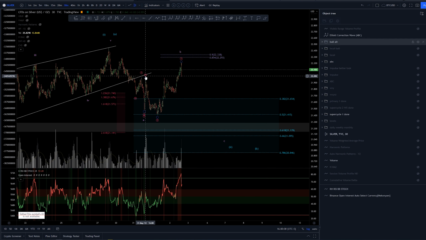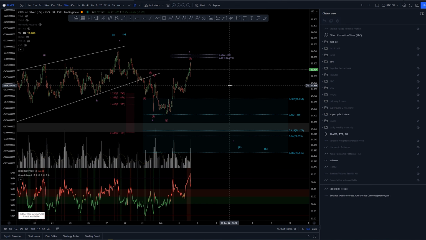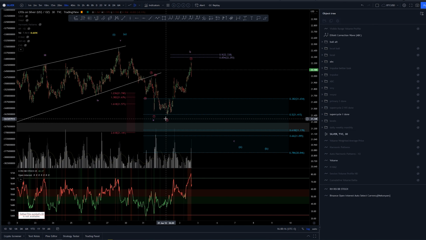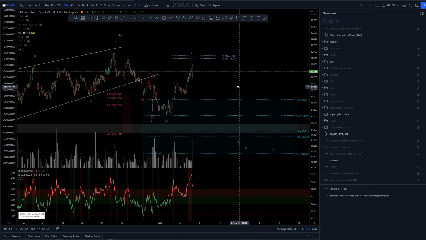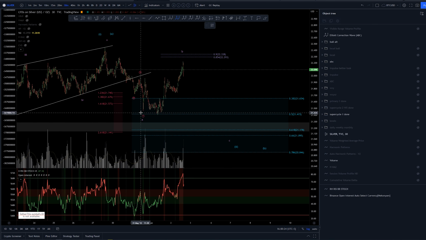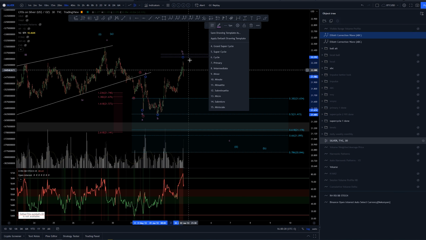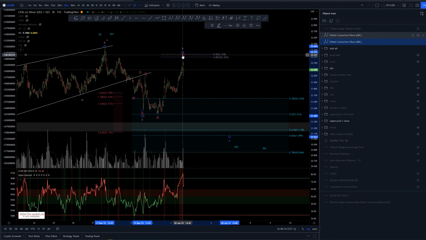Again, it could be said that this is indeed a WXY instead of an ABC. Both are valid. I would rather use the ABC here as well, but we'll see what happens. Yeah, I could actually just use the ABC here as it is feeling a bit better. But again, at that point we would be looking for higher here. This would be micro.